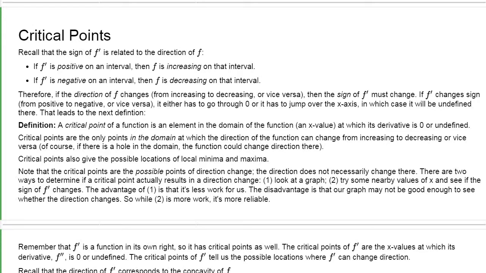So rather than go through all the work of getting a complete graph to make sure the direction changes, we're going to use 2. And we're just going to try some x values close by and see if f prime changes sign.